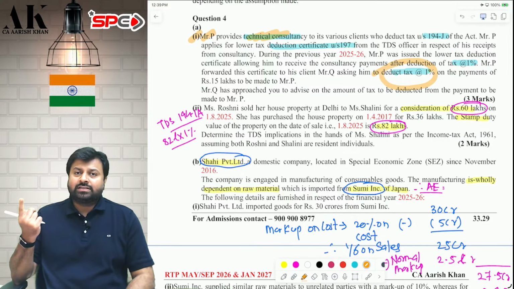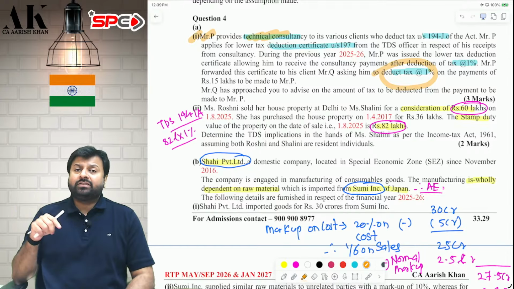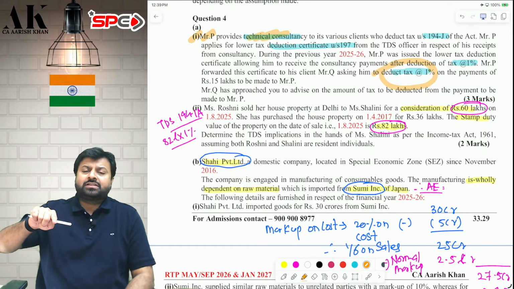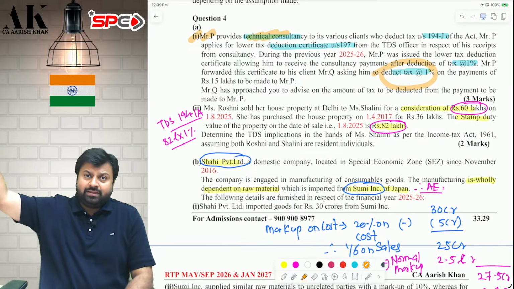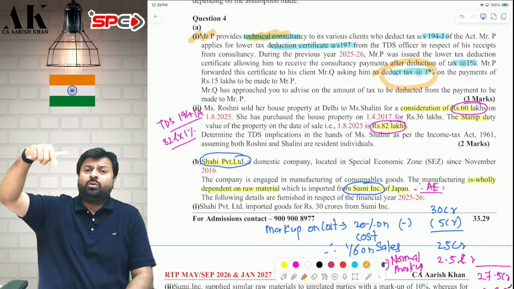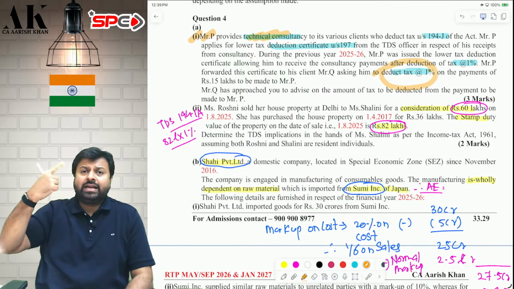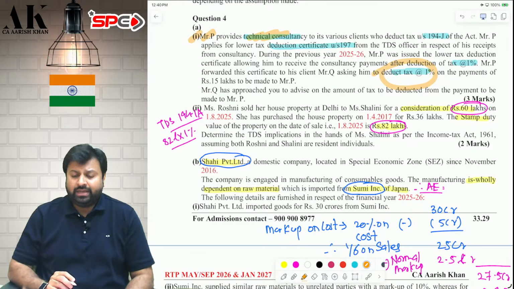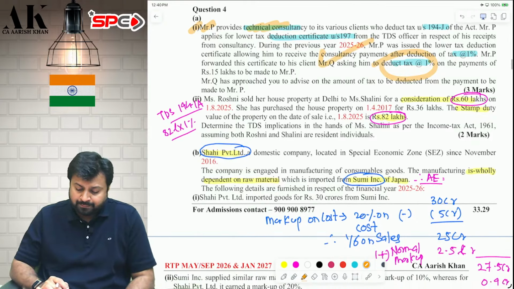Then I have to deduct TDS at 1% only. Generally, I have to deduct TDS at 2% if it is a technical service, and 10% if it is another professional service. But if the payee goes to the assessing officer, gets a lower deduction certificate and gives it to me, then I have to deduct TDS at 1% only. I hope it is clear to all of you.